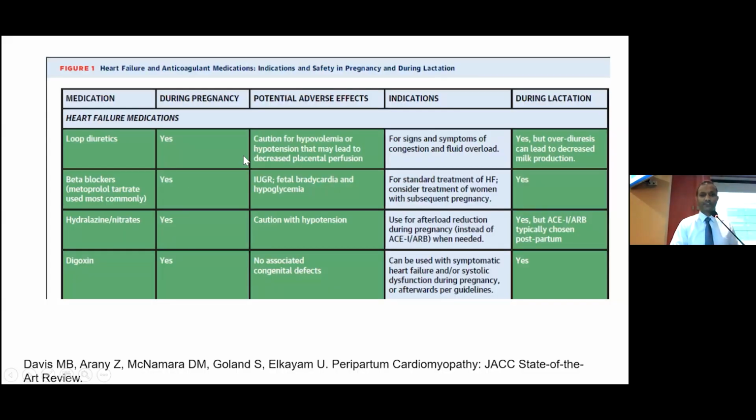So these are the drugs which can be given. Safe drugs are in the green color. So you can give loop diuretics and beta blockers, which can cause IUGR and fetal bradycardia, but usually the benefit is more than the risk, so you can safely give them with monitoring.